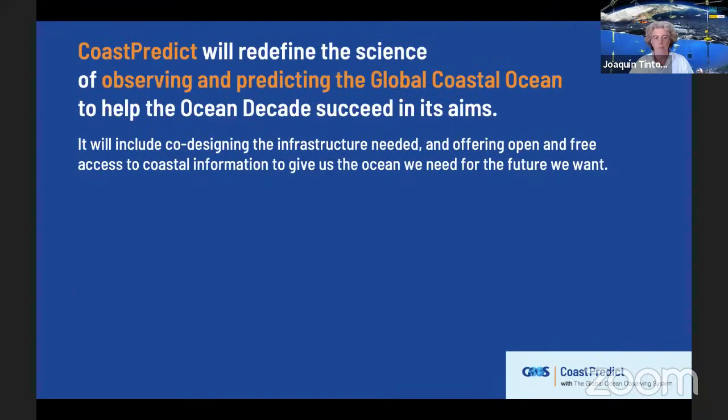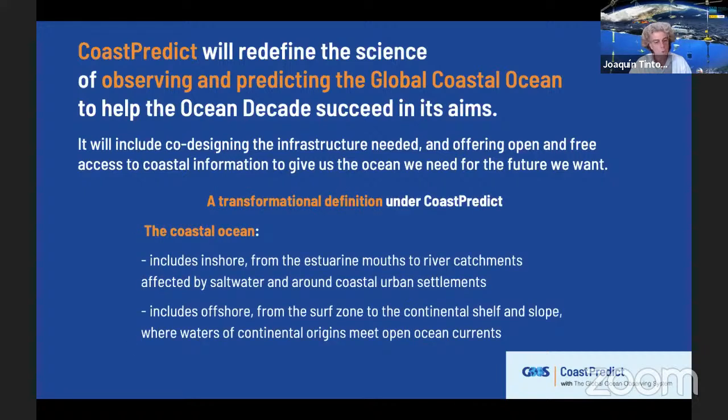Next slide is, we will include the co-designing of the infrastructure that is needed, the infrastructure in terms of observing, forecasting, and data systems, offering open and free access to coastal information to give us the ocean we need for the future we want, following the UN Decade words. Next one, please. So what we want is a transformational action, also following the UN Decade, to really transform the way we are working in the coastal ocean.